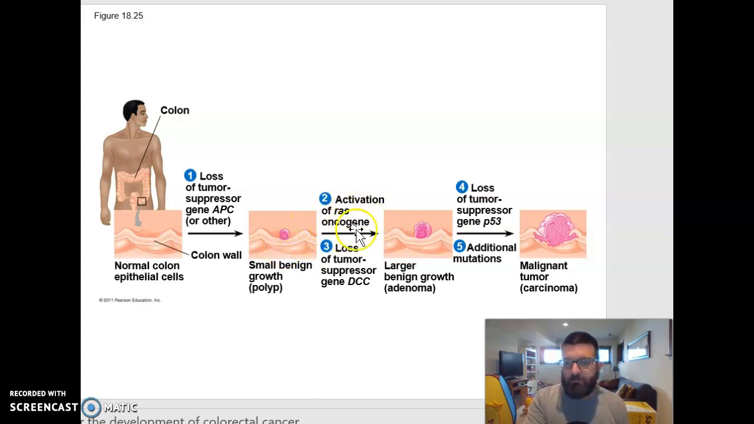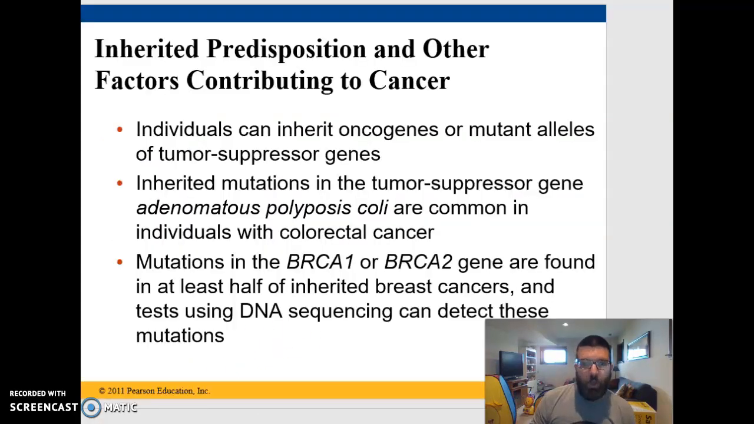Then, if you turn that ROS proto-oncogene into an oncogene, right, and you maybe lose another tumor suppressor gene, you get a larger growth. Lose another tumor suppressor gene, additional mutations, you may end up with a malignant growth. And a malignant growth is cancer, right? This is where you have cells that are not only multiplying, but are invading nearby tissue, spreading, and that can cause physical harm.